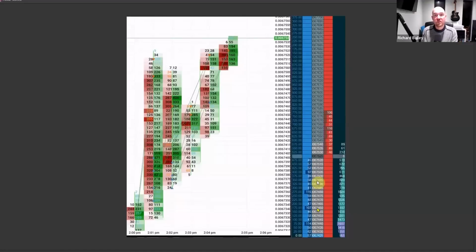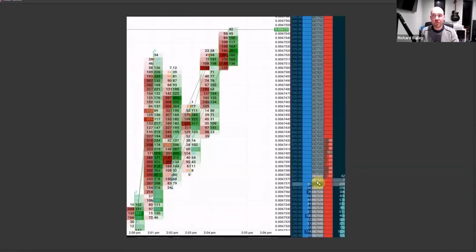You would expect 46 to offer support here, because that was the top of that previous range. You'd expect that to now offer support. If it doesn't, you've got to give this one up. So eyes on 46, eyes on 52.